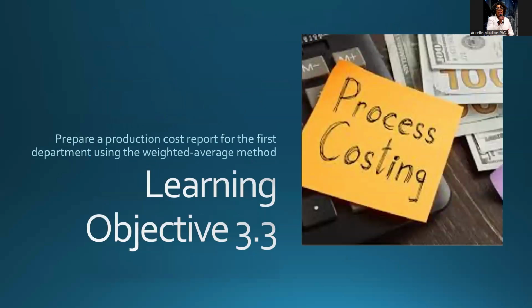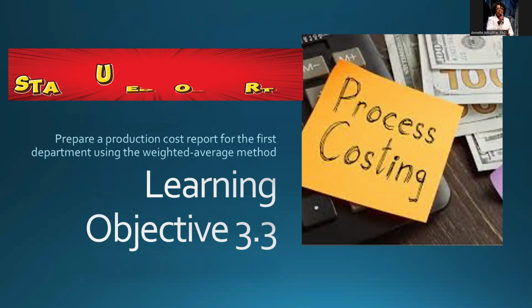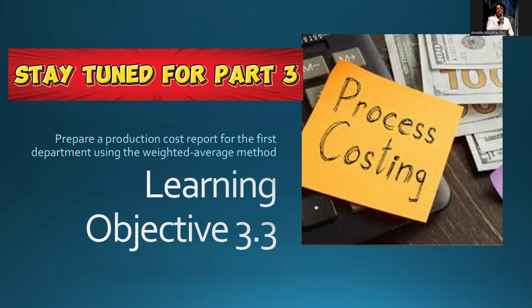Wow, objective 3.2 was very short. So this is the end of learning objective 3.2. In our next video, we will cover learning objective 3.3, prepare a production cost report for the first department using the weighted average method.